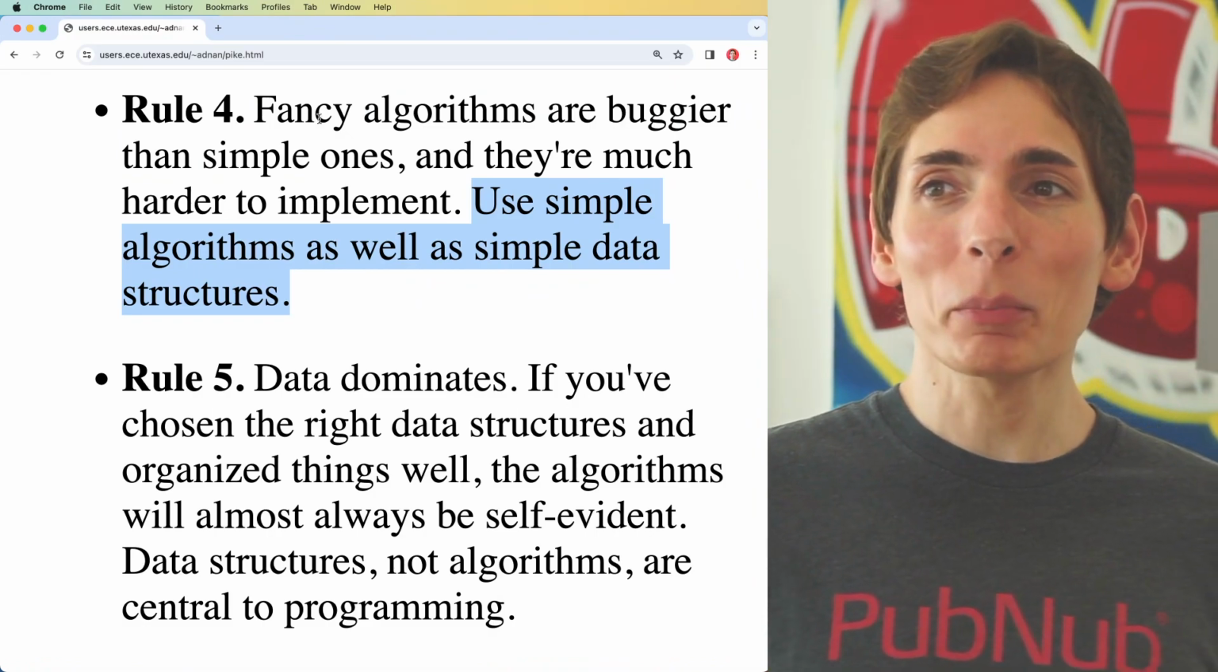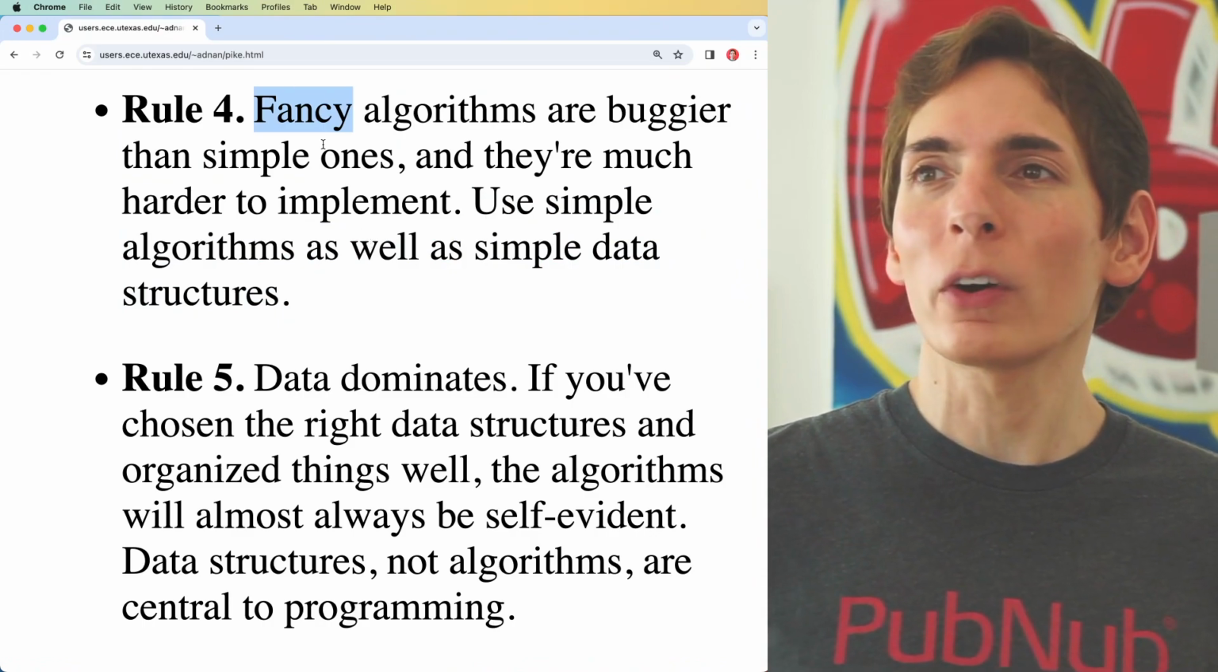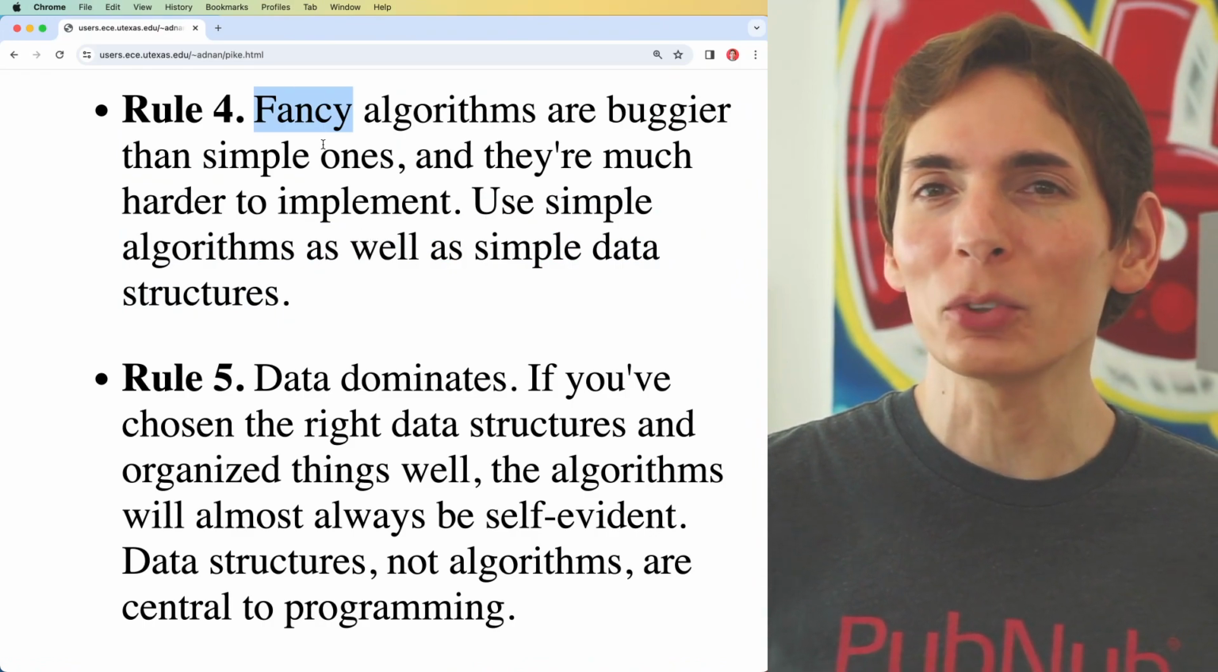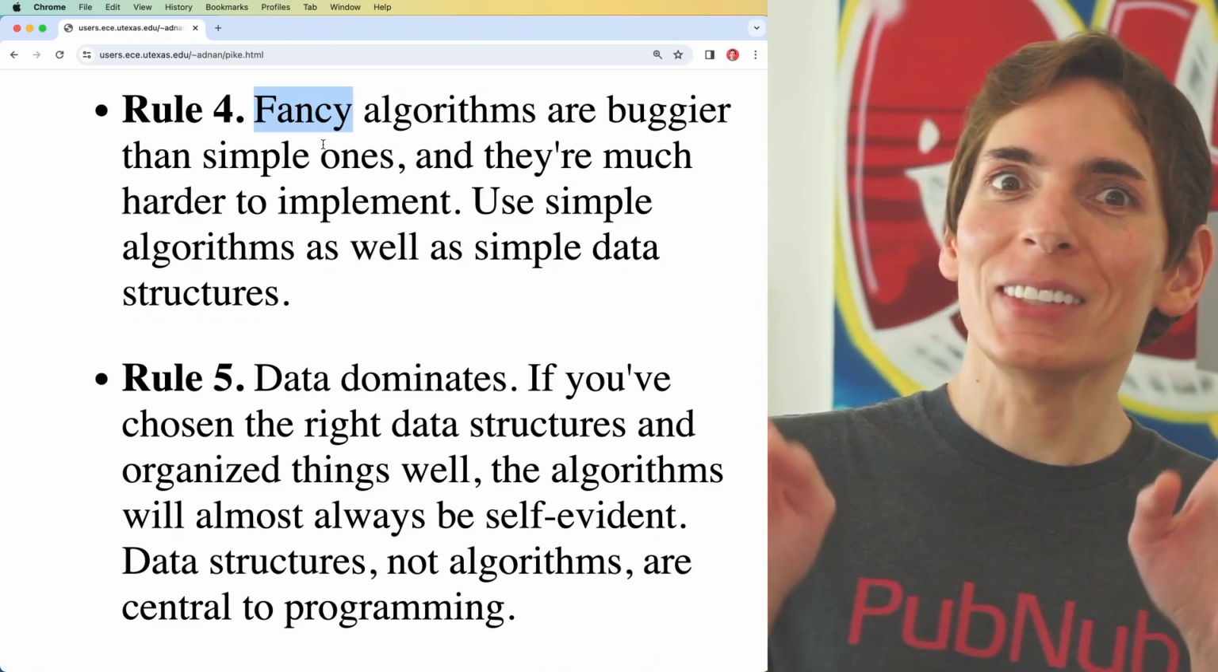One of the things I like about this, a common theme, is that Rob Pike uses the word fancy to identify algorithms, which is like a nice little poke saying, like, fancy algorithms.